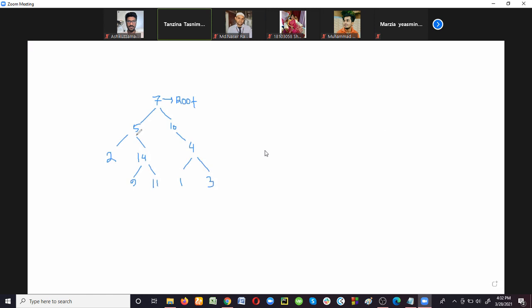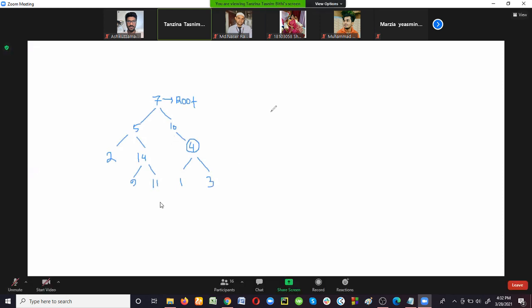Look at the structure. These nodes 7, 5, 10, 14, 4 have children. That's why they are internal nodes. And the nodes 2, 9, 11, 1, 3 are leaf nodes or external nodes because they don't have any children, right? And now if I ask you what is the depth of this node 4?